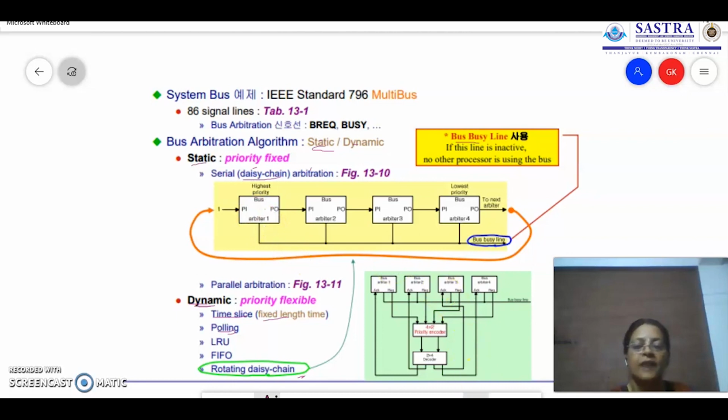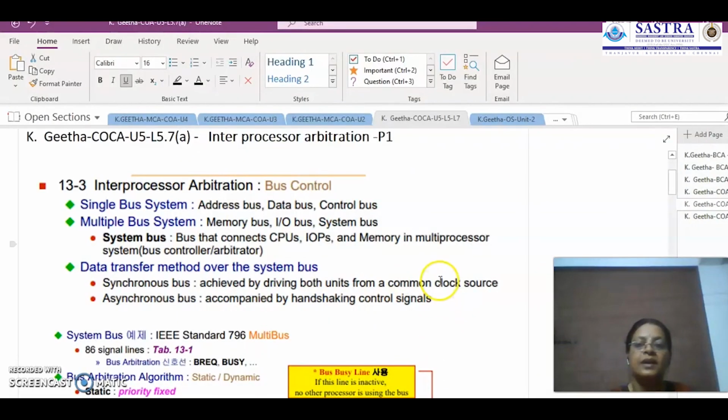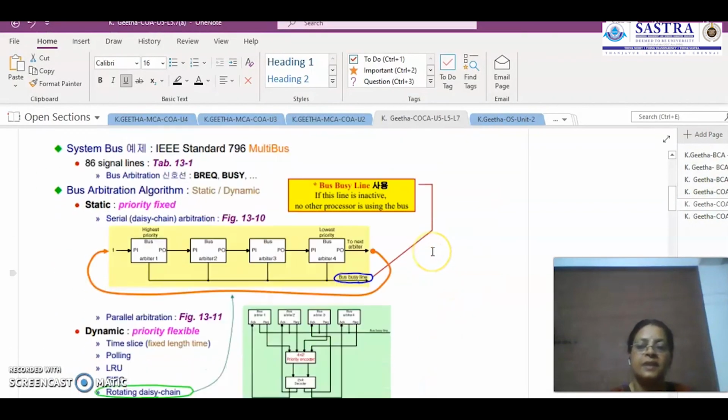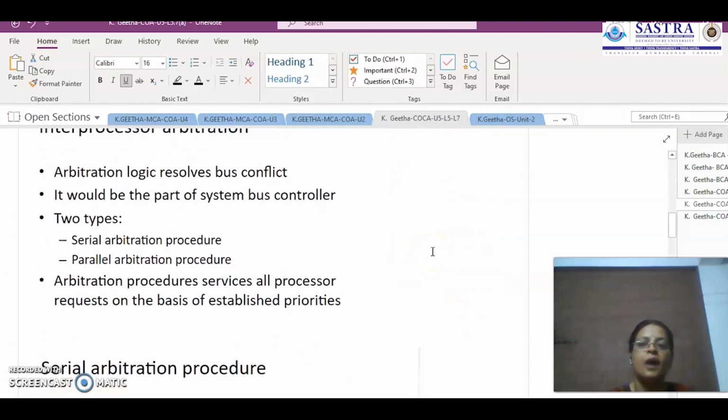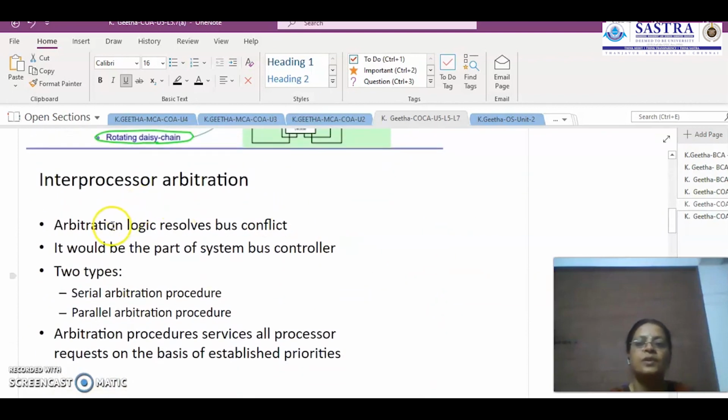So we have different bus arbitration logic to take care of this procedure, and as a continuation of this, we will see how the arbitration logic actually resolves the bus conflict. We will be having two methods as mentioned in the previous diagram.